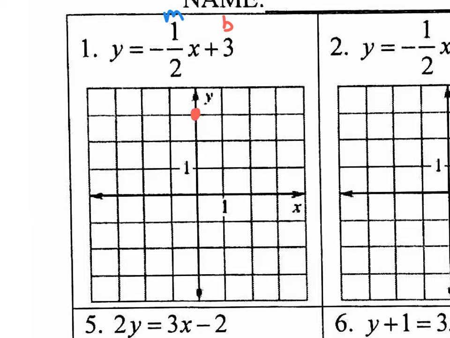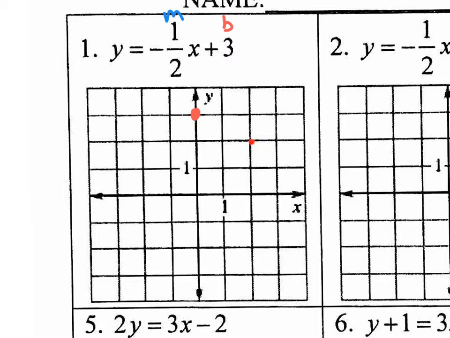Now from that point, you're going to rise and run according to your slope, right? Your line might cross kind of steep going up, maybe really steep going up, maybe really steep going down. You look at your steepness through your slope, which is -1/2, which means you're going to go down 1 because it's negative and run 2.